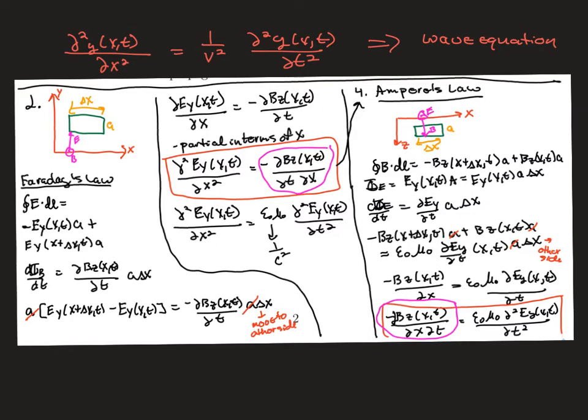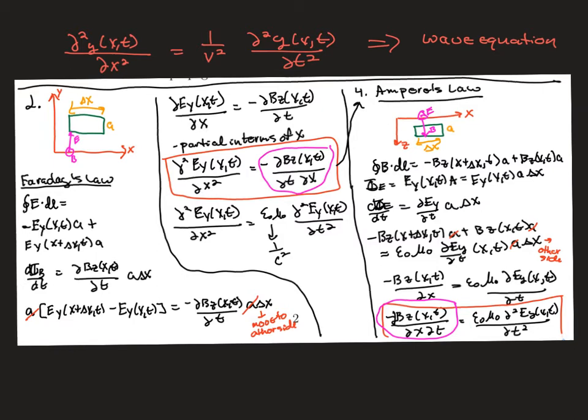So the A's cancel out, and once again I'm moving the delta X to the other side so that this step forward in position gets taken care of by the partial derivative. And then I'm going to take the partial derivative in terms of t to both sides this time, so this becomes the second partial derivative, and this becomes the partial derivative in terms of x times the partial derivative in terms of t.